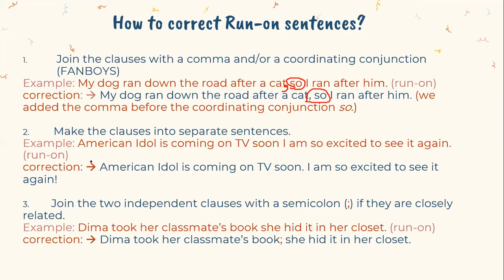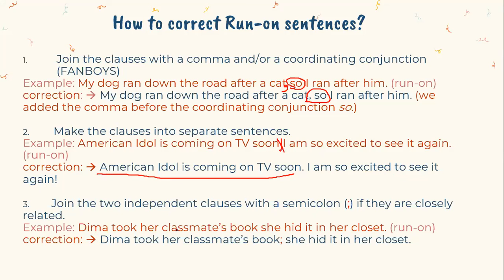Second way to correct run-on sentences, look here. American Idol is coming on TV soon. I am so excited to see it again. Here there is no punctuation at all. So this is wrong. What can I do? I can simply split them into two separate sentences. American Idol is coming on TV soon, period. I am so excited to see it again. You see? I can simply add a period.